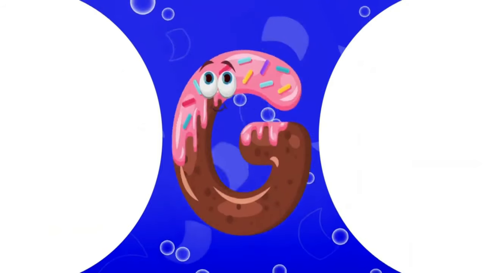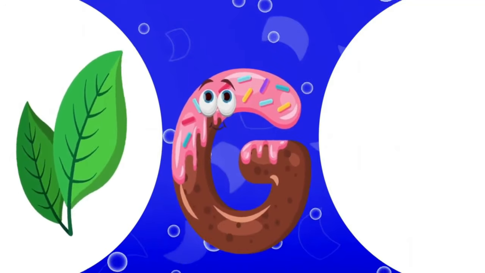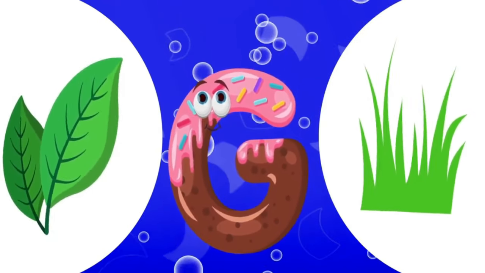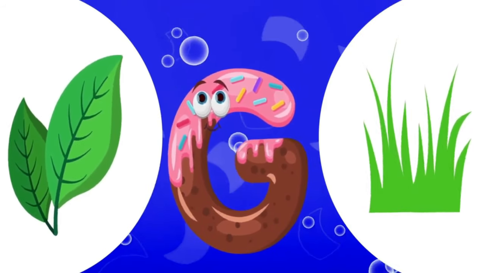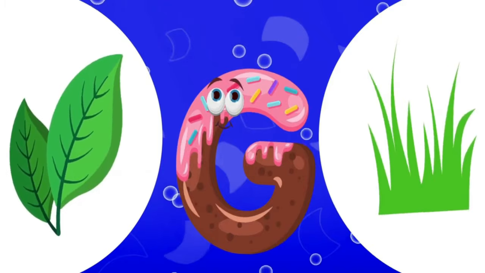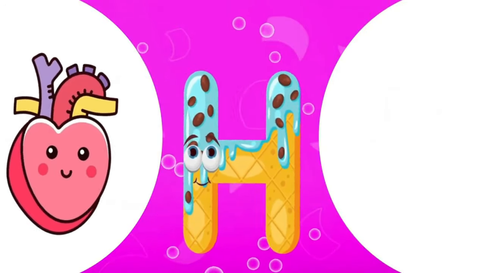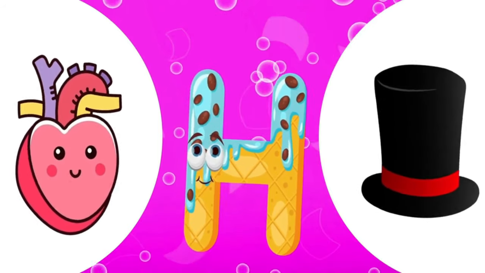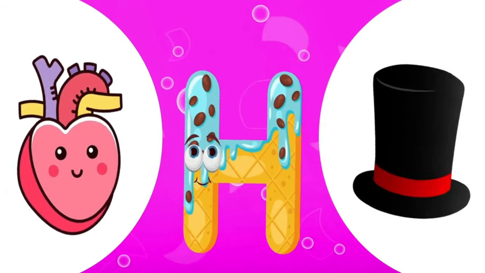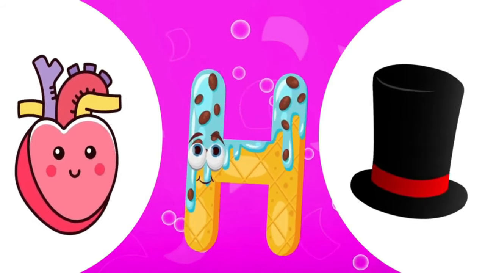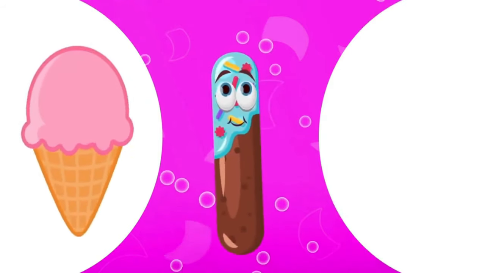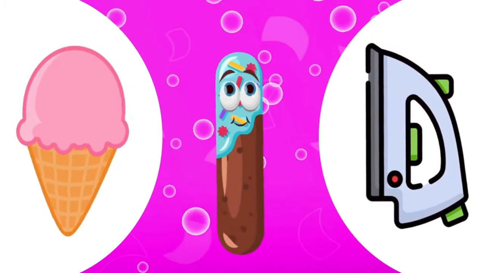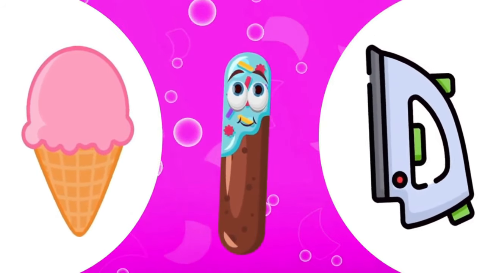G is for green. G is for grass. H is for heart. H is for hat. I is for ice cream. I is for iron.